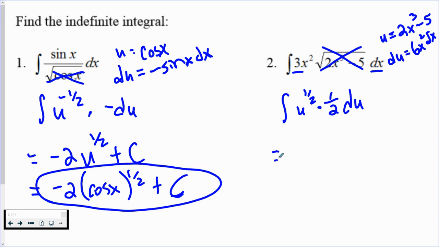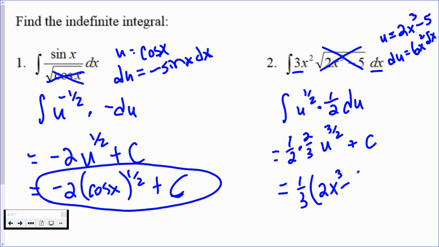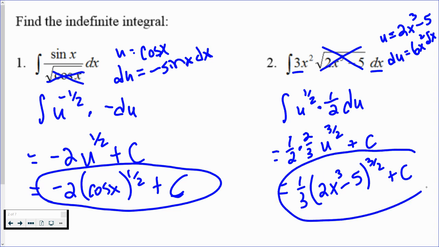When we take that integral, 1/2 is just a constant, so let's leave that there. Now let's take the integral of u to the 1/2. Integral of u to the 1/2 becomes u to the 3/2, right? We divide by 3/2, which means we're multiplying by 2/3, and we need our plus c. If we simplify here, 1/2 times 2/3 becomes 1/3. Now let's plug back in our u. We have u to the 3/2, which is 2x cubed minus 5 to the 3/2 plus c. And that would be our final answer.